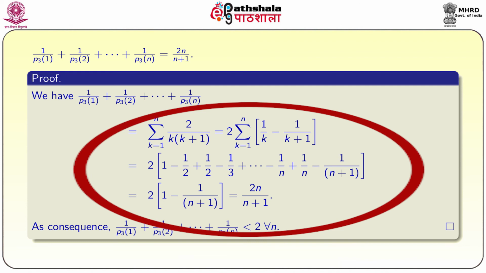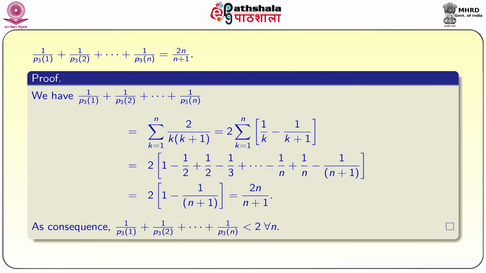Now, if you expand it, we are going to get 1 minus 1 by 2 plus 1 by 2 minus 1 by 3 and so on. This is what we call a telescoping sum.